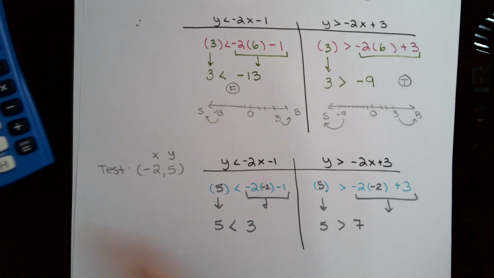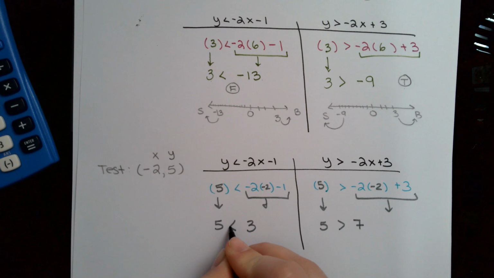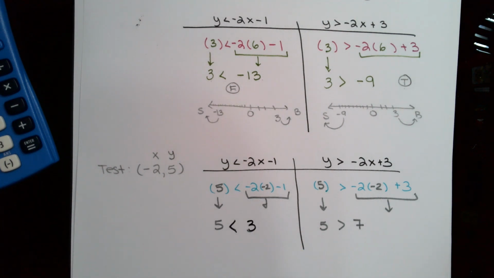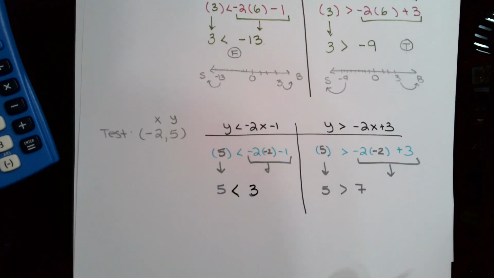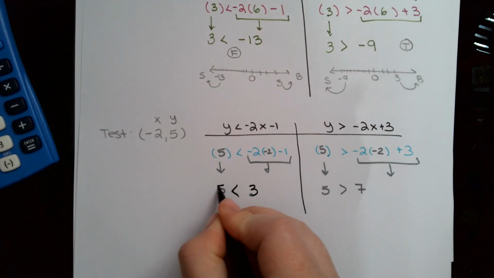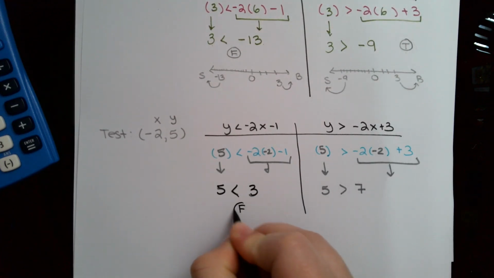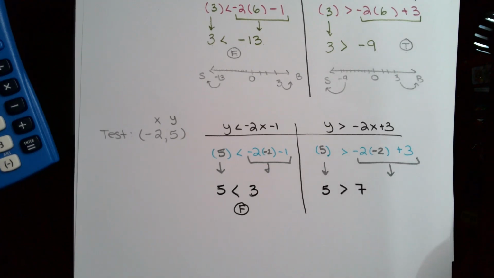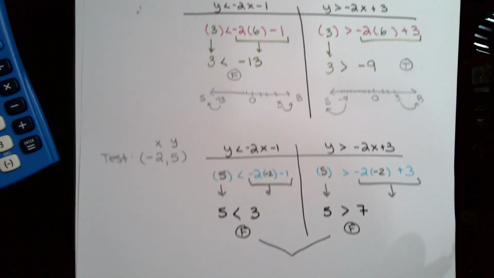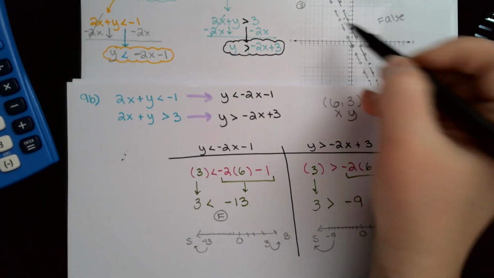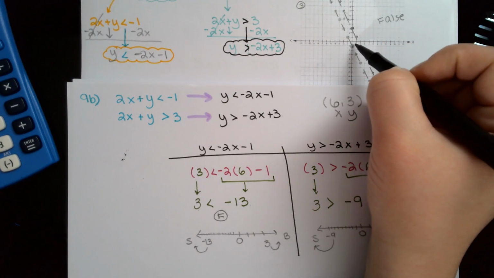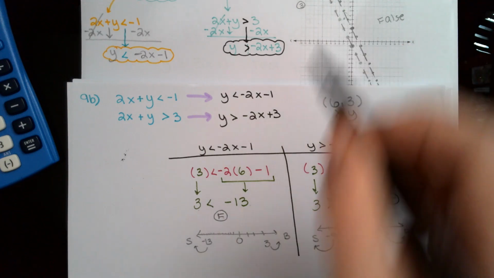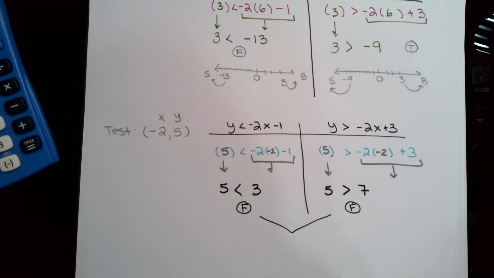Alrighty. So is 5 smaller than 3? Well, no. 5 is not smaller than 3. False. Is 5 bigger than 7? Well, no, 5 is not bigger than 7. So this is also a false, false. So the second region in the middle is also false. I'm not going to write it, it's too small, but we're going to move on to our third testing region.